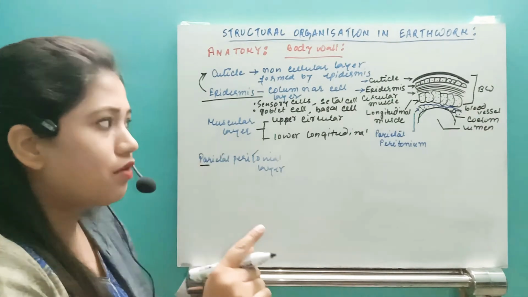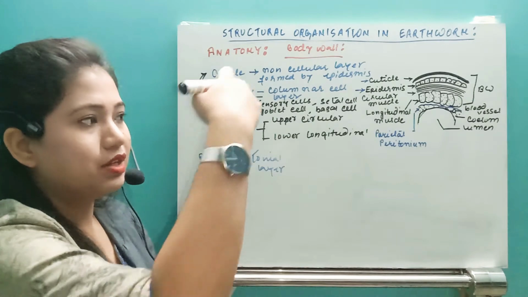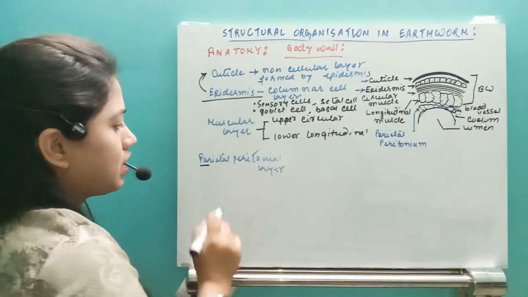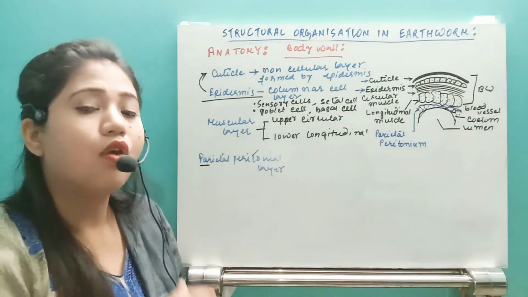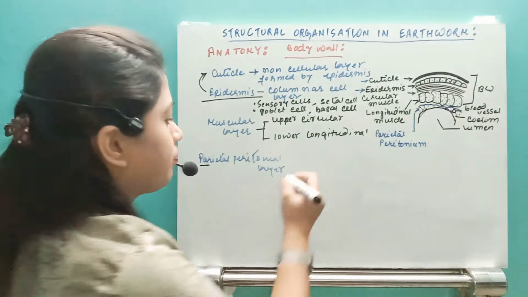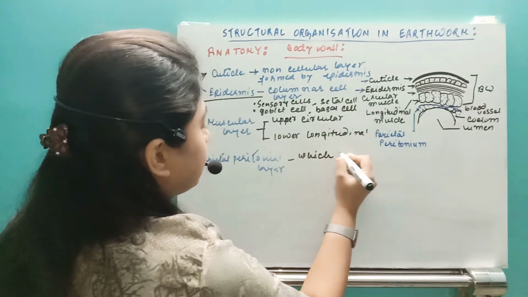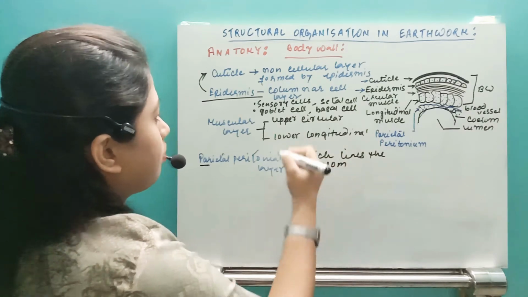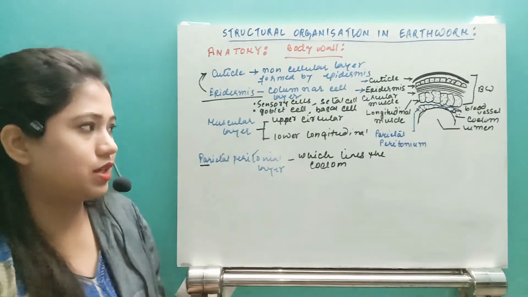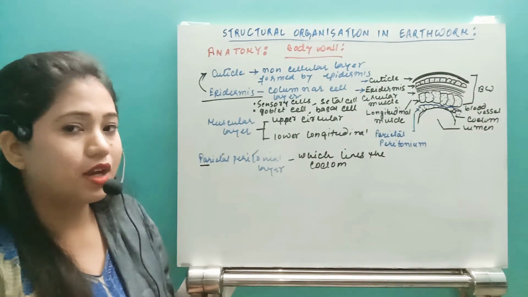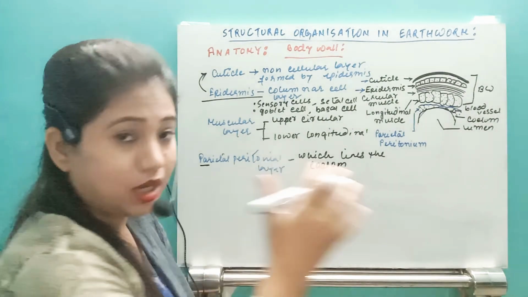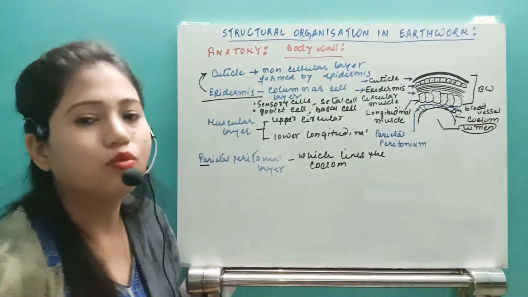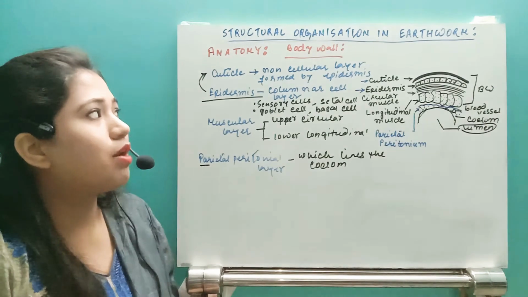And the lining of the coelom from the upper side, that means just after the body wall, they have a layer known as the parietal peritoneal layer, which lines the coelom from the body wall side. Then just beneath that, the cavity, the coelom, is there. Just behind that they have the lumen. So that is all about the body wall.